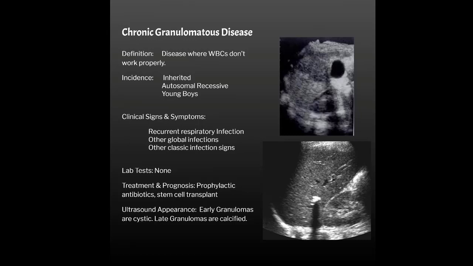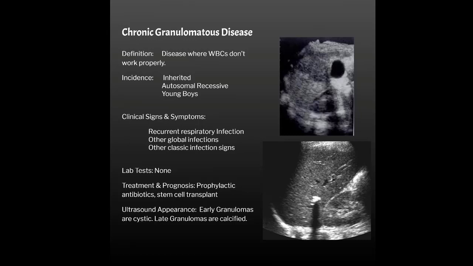But chronic granulomatous disease is a disease where the white blood cells don't work properly. So if a patient gets sick, their white blood cells don't fight off the fungal infection. They don't fight off the bacterial infection. This is typically an inherited disease, and it's considered autosomal recessive. So remember that means there's a 25% chance of inheriting the disease. And we typically see it in younger boys. So what happens is that these children end up having lots of respiratory infections or other infections around the body, and the body just can't handle it.